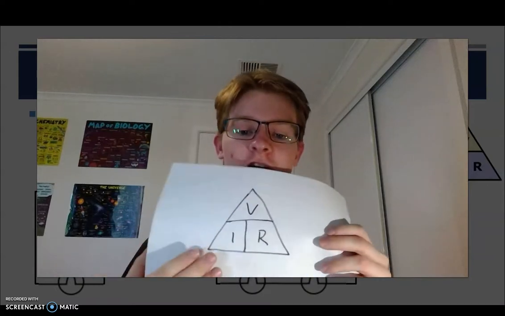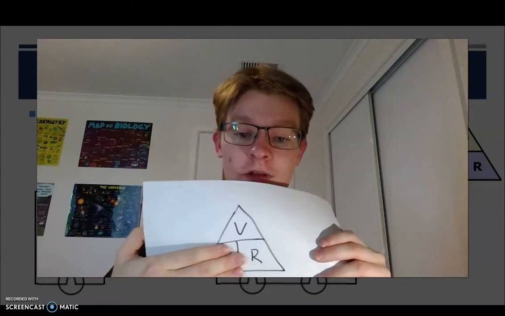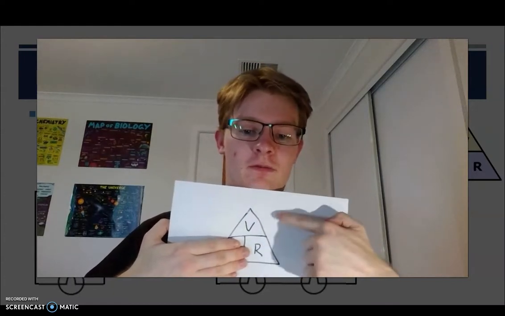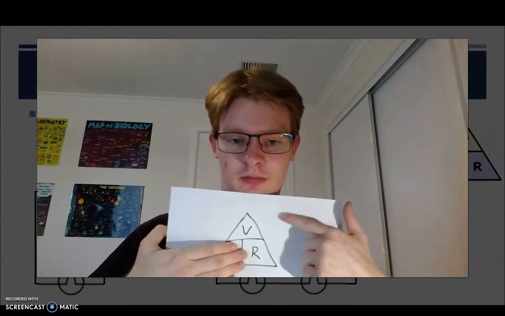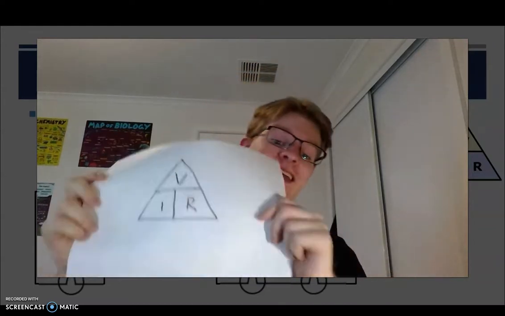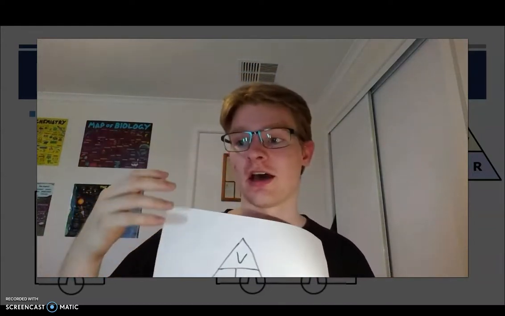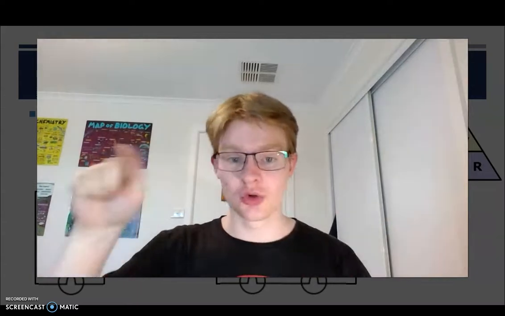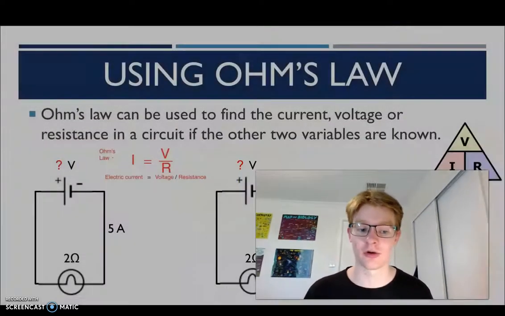If you want to work out the current, you cover up the I, because I is current. You go V divided by R, voltage divided by resistance. Again, fraction. That is how you work out things with Ohm's law. Use this triangle, it will be a lifesaver. At the start of a test, draw that little triangle in the top right-hand corner.